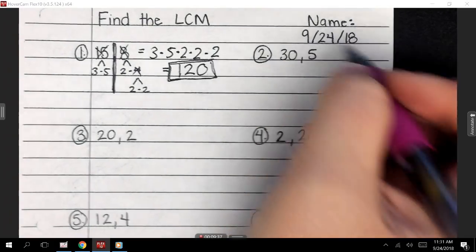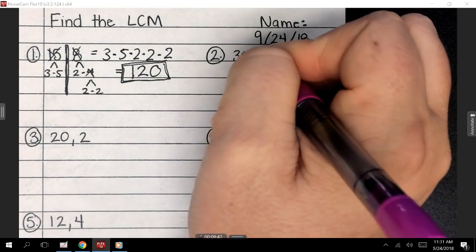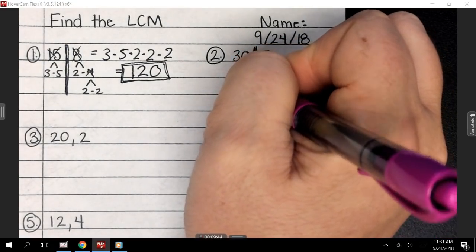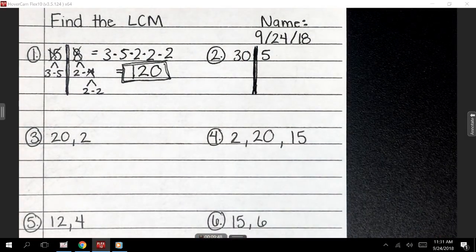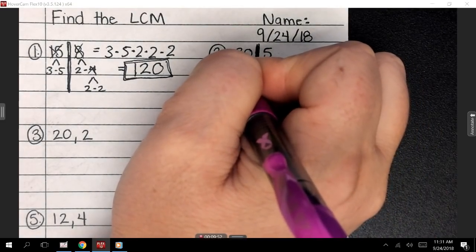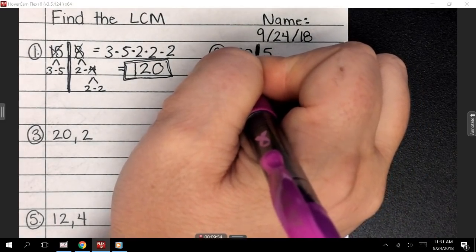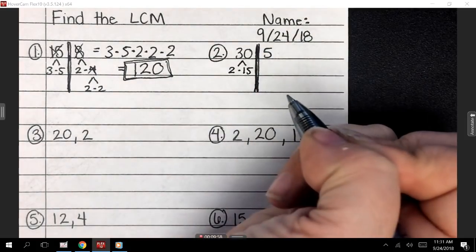So let's look at number 2, because number 2 we are going to have some stuff in common, so maybe that'll help us out, because maybe you're going, I'm confused. All right, so let's look at number 2 together. All right, so 30, we're still splitting it just like before. 30, to me, when I look at that, I think of 2 times 15. Some people might think of 6 times 5. Remember, as long as you split all the way, we'll get it.